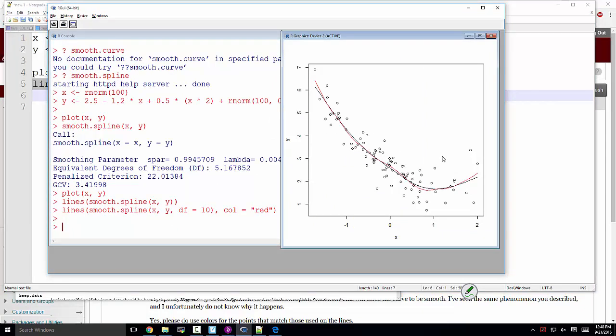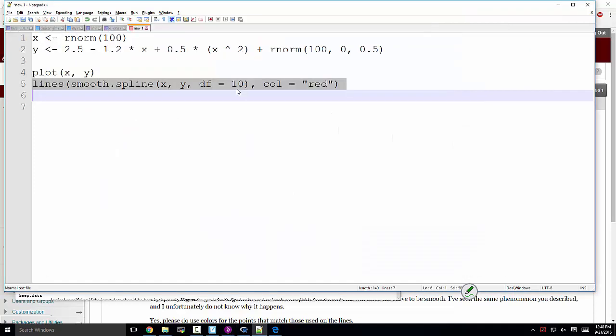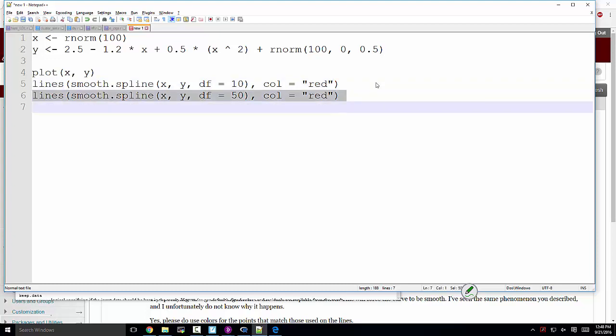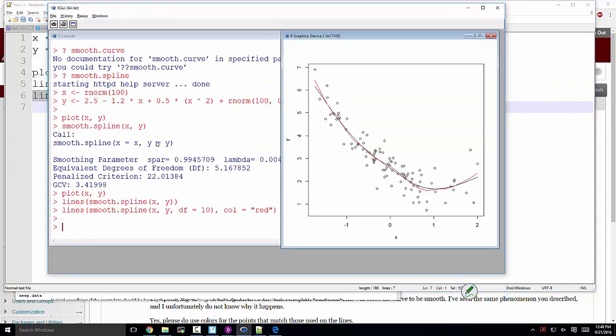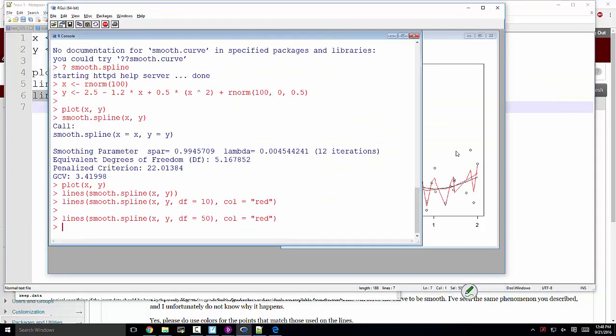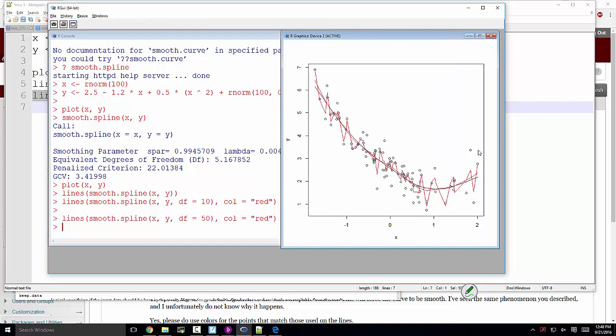It's a little bit more wiggly. What if we make it wigglier still? How about 50? Okay, now too wiggly, nearly interpolating the plot.